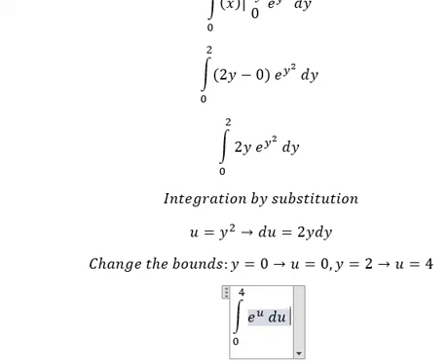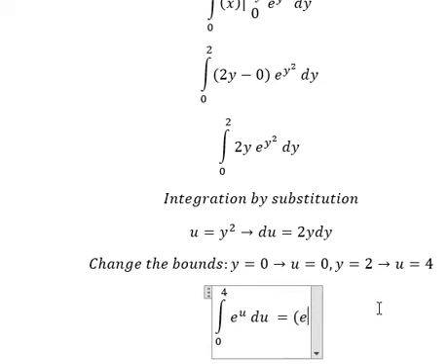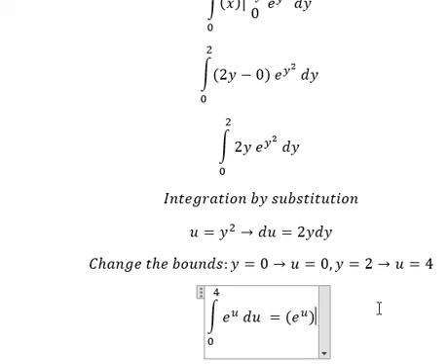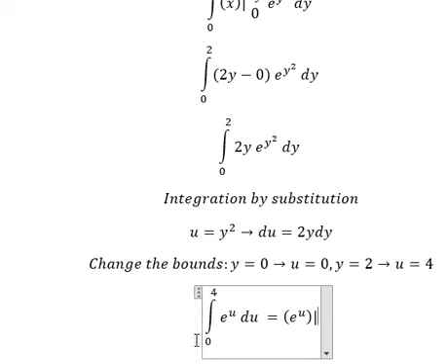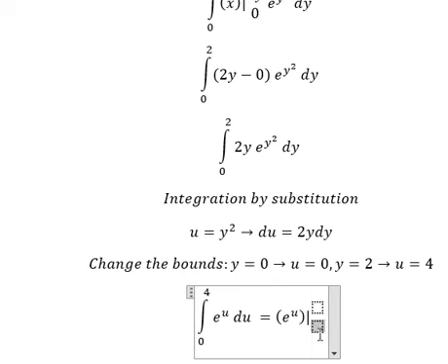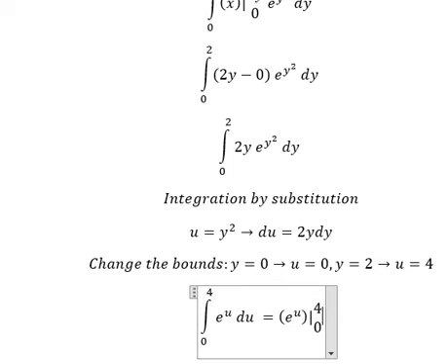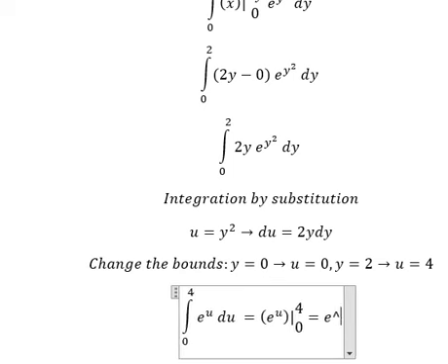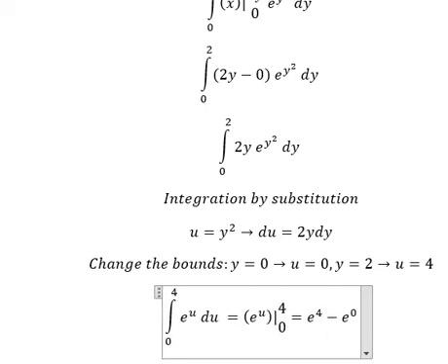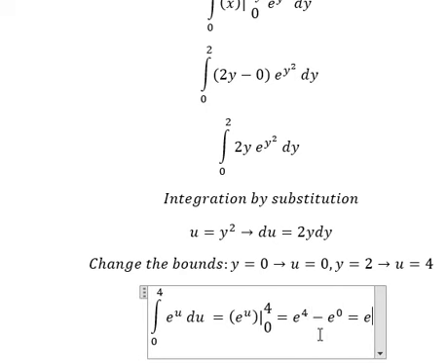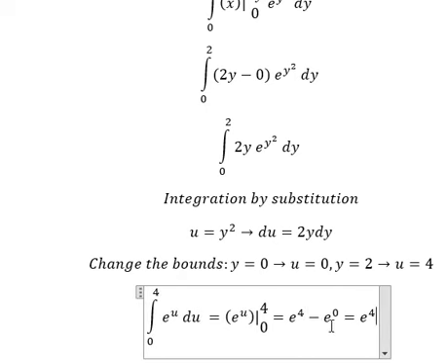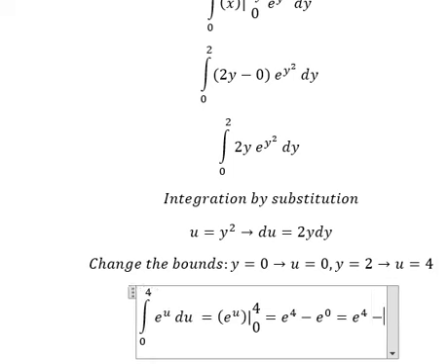The integration of e to the power of u is e to the power of u, and we can put the bounds from 0 to number 4. And that is the final answer. e to the power of 0, that is number 1.